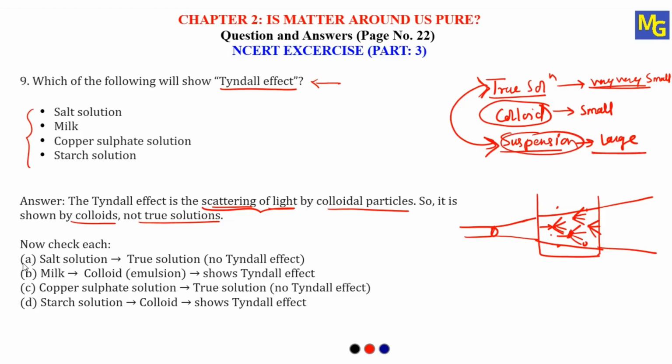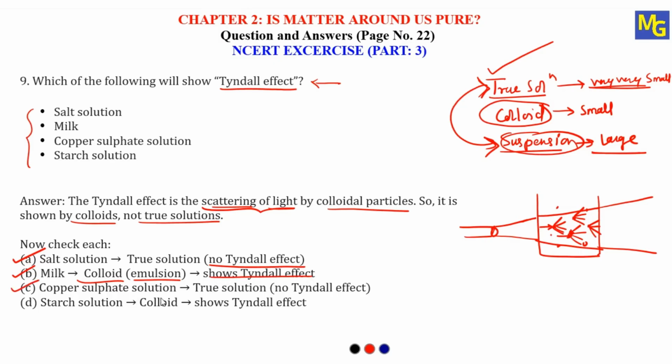Now see here, first is the salt solution. Salt solution comes under true solution. The size of the particle is very small and it is homogeneous, uniformly distributed, and therefore these particles cannot scatter the light. So no Tyndall effect. Second one is milk. Milk is a colloidal solution, that is an emulsion. Particle size will be a little bigger than true solution. They are able to scatter the light, that's why they will show Tyndall effect.